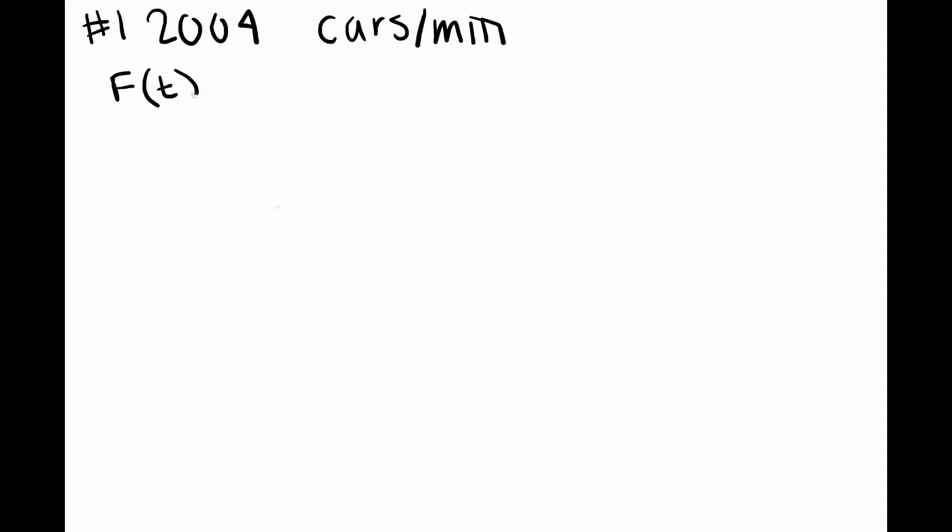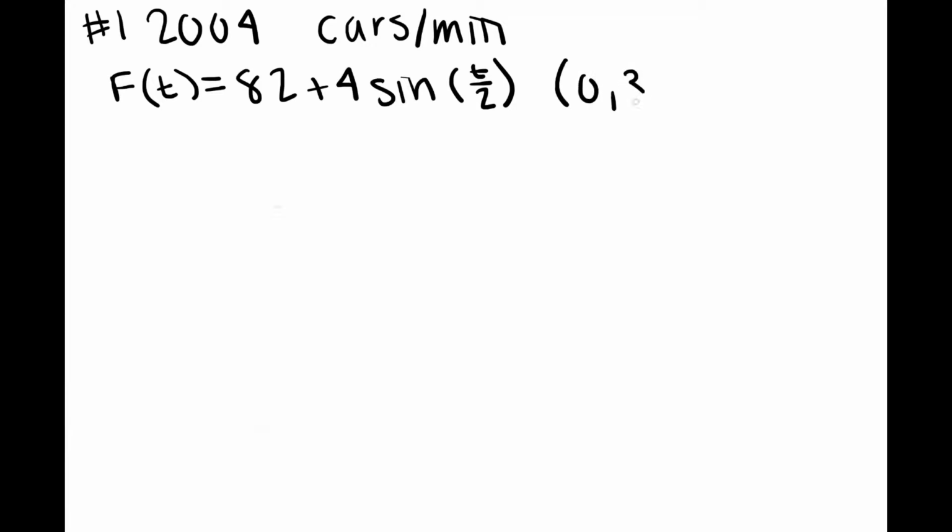This is question number 1 from the 2004 AP packet. The traffic flow is defined as the rate at which cars pass through an intersection measured in cars per minute. The traffic flow at a particular intersection is modeled by the function f, defined by 82 plus 4 sine of t over 2 for the interval 0 to 30.